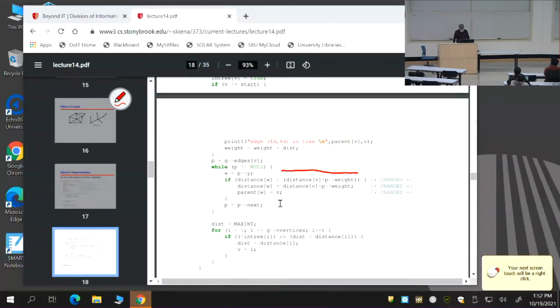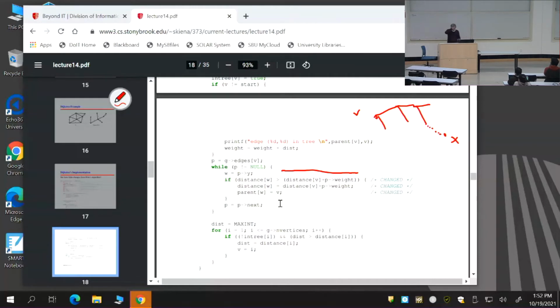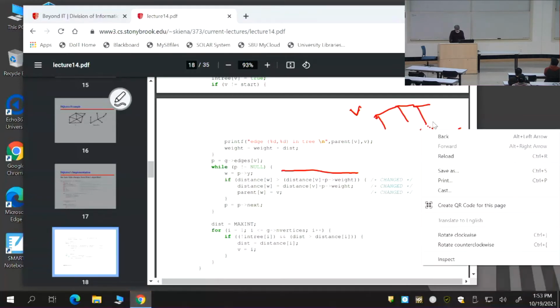What is the idea? When is it desirable, if we are building a shortest path spanning tree from V, suppose there's some vertex here, X. What makes it desirable to add X here as the next vertex to be added to a shortest path spanning tree? In Prim's, we wanted to add the edge of lowest weight, right? If we want to find the shortest path from V to X, do we care only about the weight of this edge?